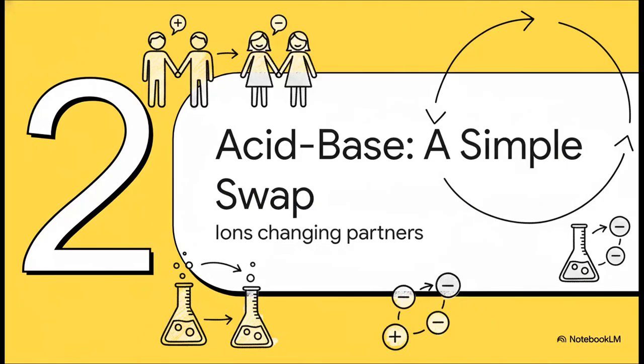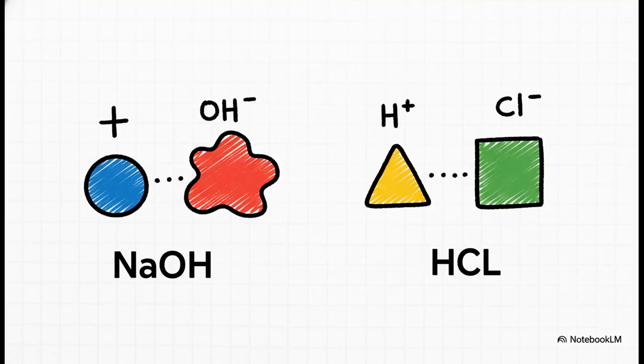Now, not every reaction is some aggressive tug-of-war. Our next tool helps us spot something much simpler, an acid-base reaction. You can think of this less like a fight and more like, well, like ions just changing partners. It's a really clean and predictable exchange. Let's take a super classic example. Sodium hydroxide, which is a base, reacting with hydrochloric acid, an acid. We can imagine them as 2 couples out on the dance floor.